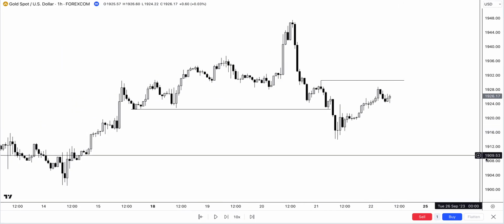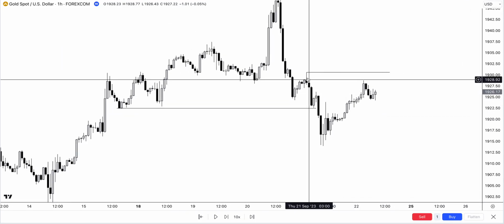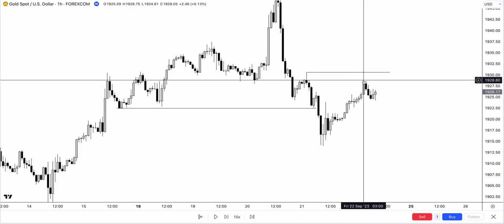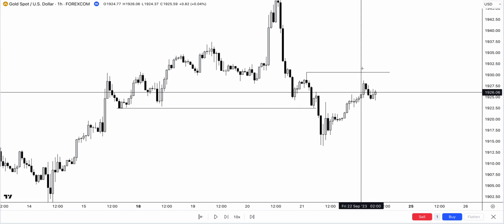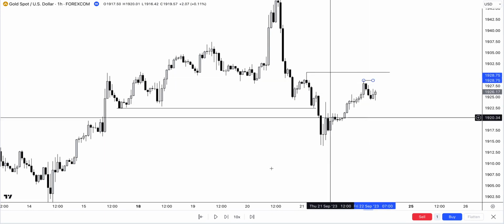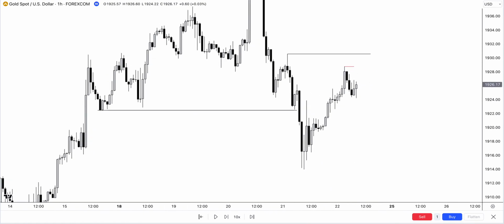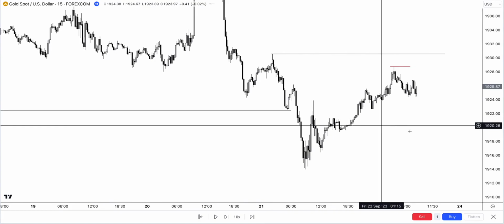Look at that on the hour. You can see a little more clear here. Okay, so inducement high here. We traded up into it, respected it, engineered liquidity there essentially. Okay, so we'll leave this as a red line for now. Perfect. Going on to the lower time frames now.